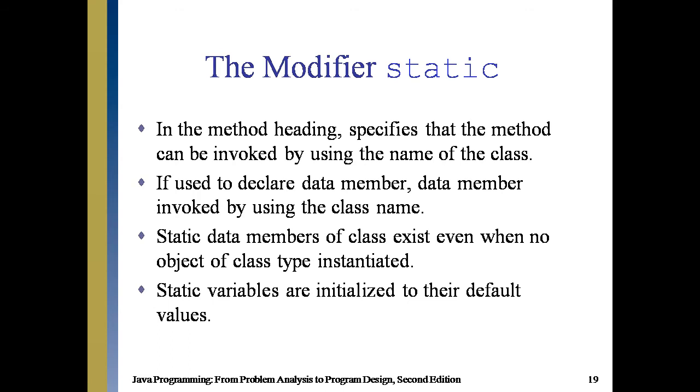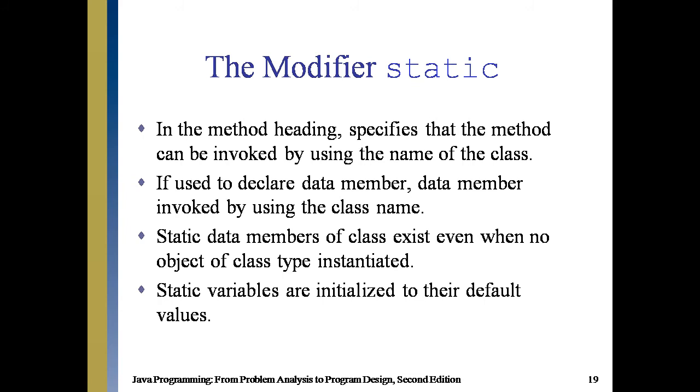For each static data member of the class, Java allocates memory space only once. All MyClass objects refer to the same memory space. In fact, static data members of a class exist even when no object of the class type is instantiated. Moreover, static variables are initialized to their default values. You can access the public static data members outside the class, as explained in the previous discussion.